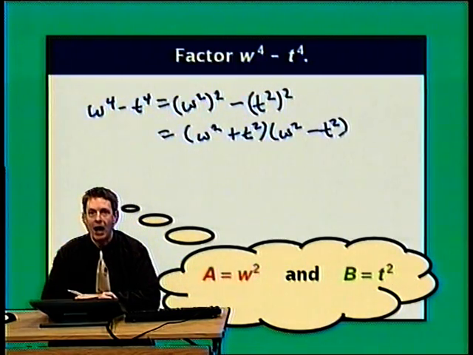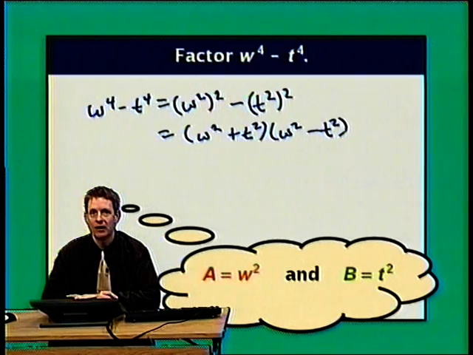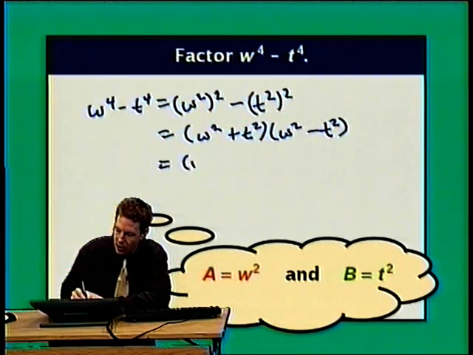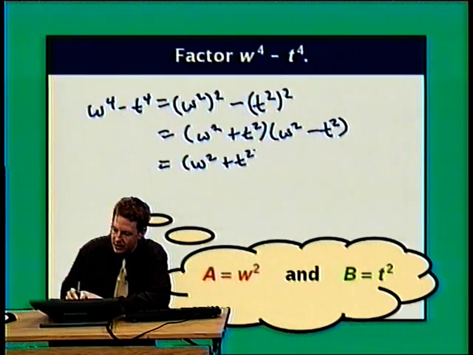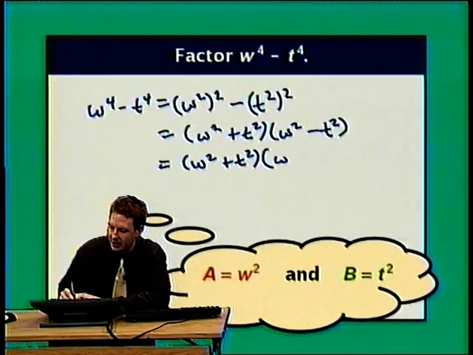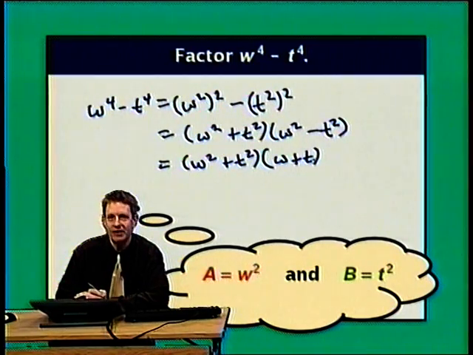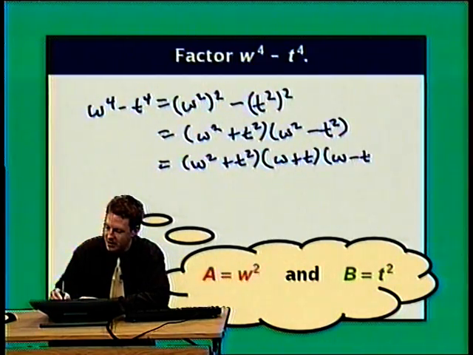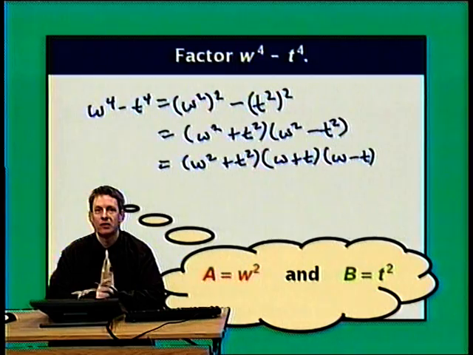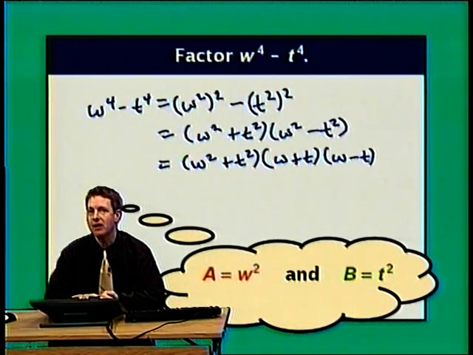This time I have two binomials, but one of those binomials factors. Which one? The one that's a difference of squares. W squared minus t squared is a difference of squares, so I can go ahead and factor that into the product of conjugates, specifically w plus t times w minus t. So this is the first time you've seen this, that sometimes after you perform your first factorization, the resultant trinomial or binomial factors further.